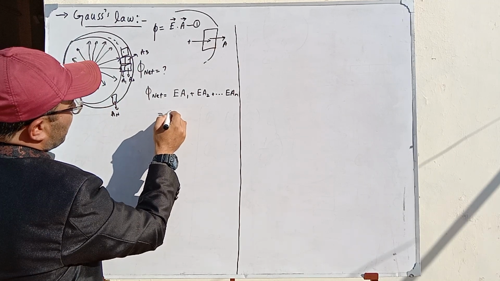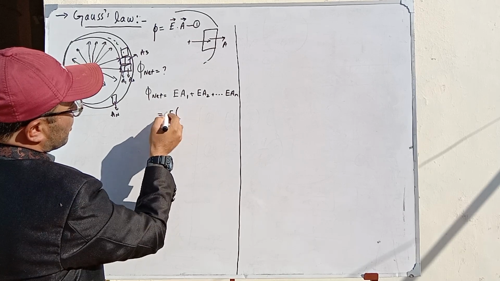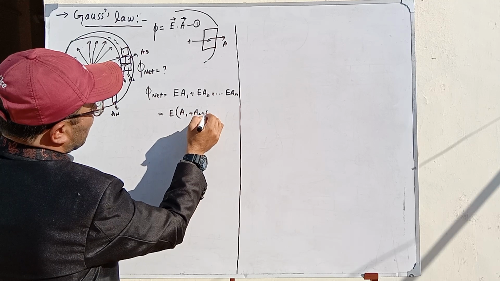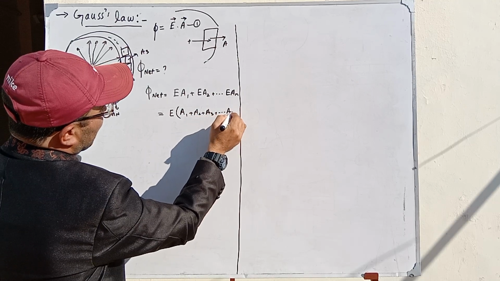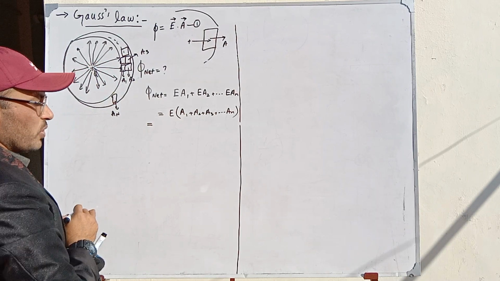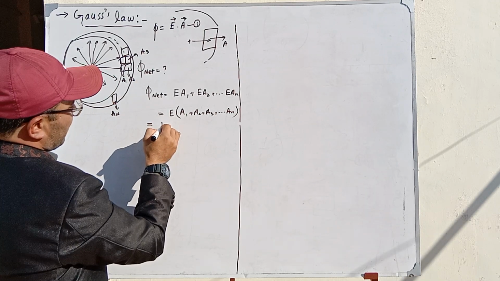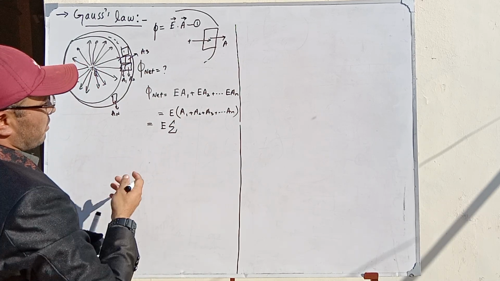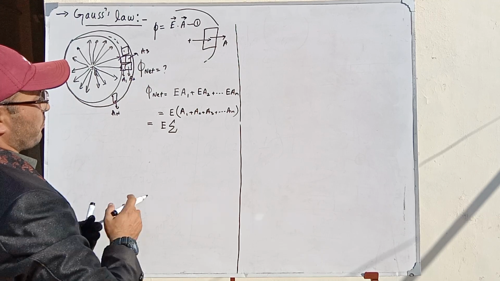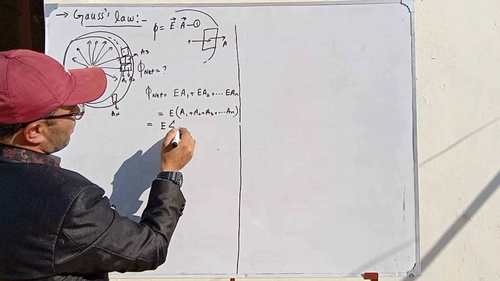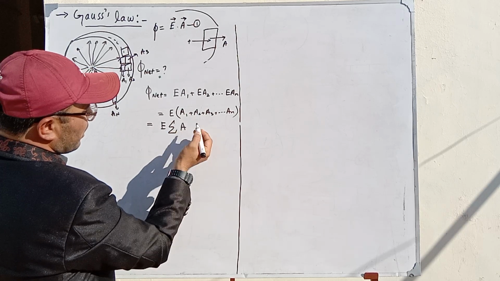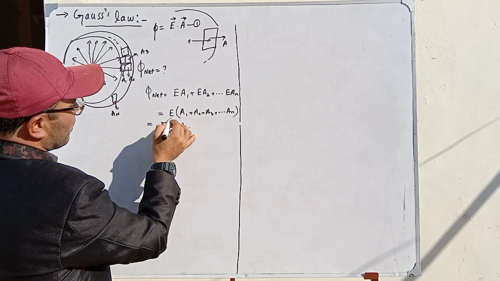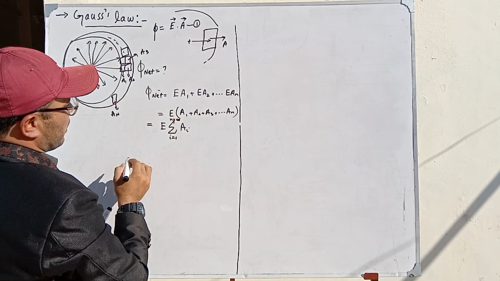So I apply a technique of mathematics. I pick a common E, so E times A1 plus A2 plus A3 up to An, and I have a special function in mathematics called summation. Summation means if any variable is summed up to n number, then I will use the summation symbol, and here I use a subscript. I start from 1 up to n, up to infinity.